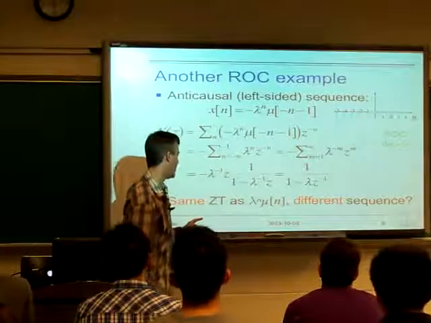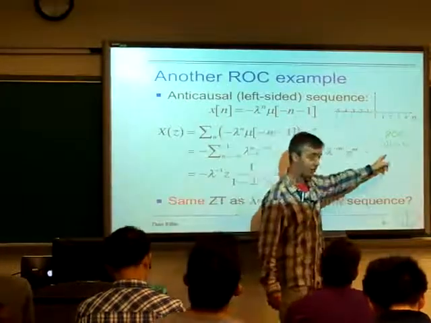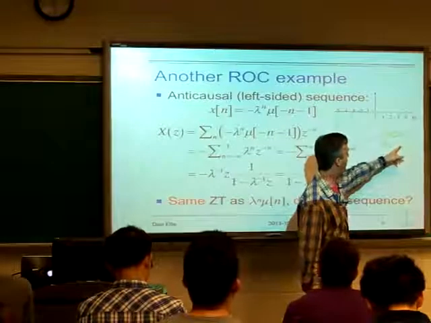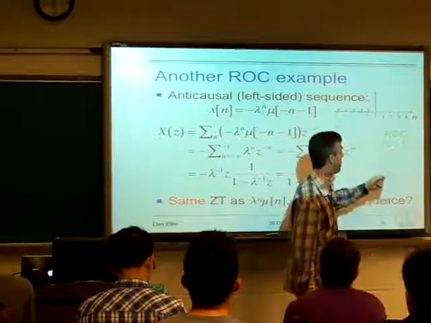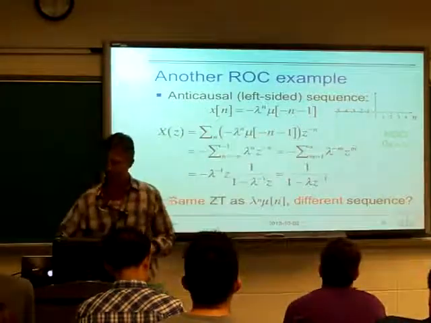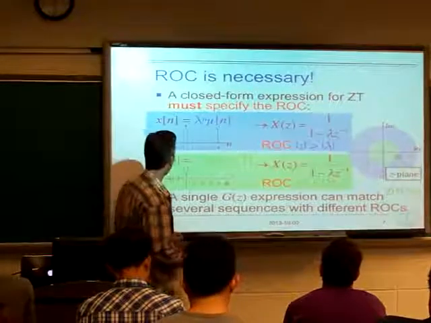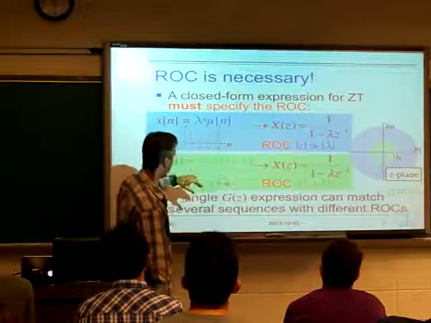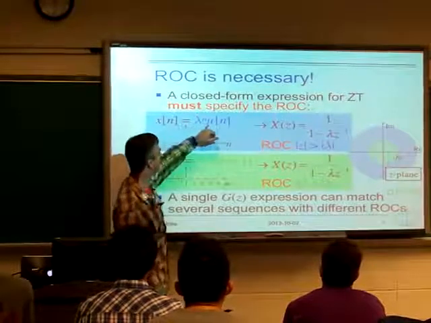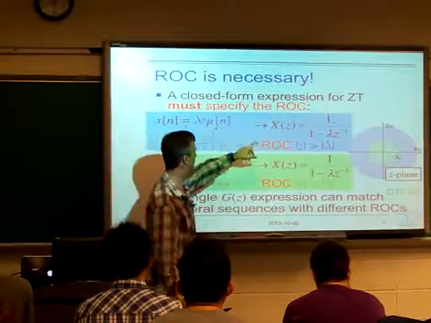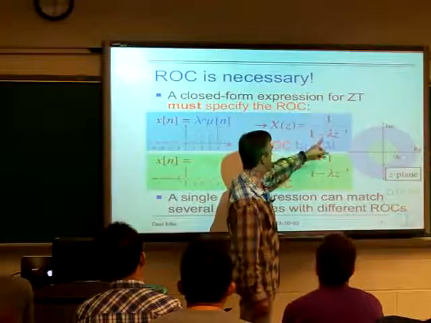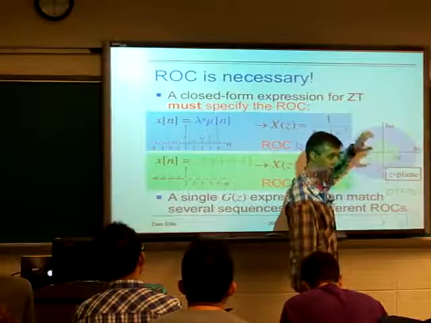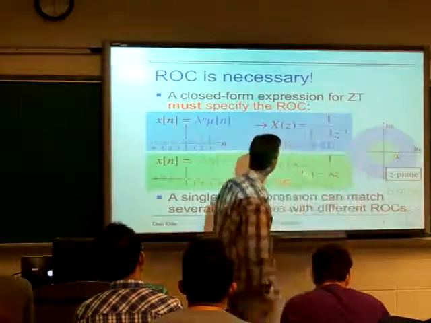But it's a different region of convergence. Here, the region of convergence has an upper bound at lambda, so it's the values within a circle. Here I've contrasted these two cases. x of n equal to lambda to the n mu of n, which is the case we had. x of z is 1 over 1 minus lambda z to the minus 1 for magnitude of z greater than lambda, so it's this region out here. Within this circle, x of z blows up. It's the big, infinite column.